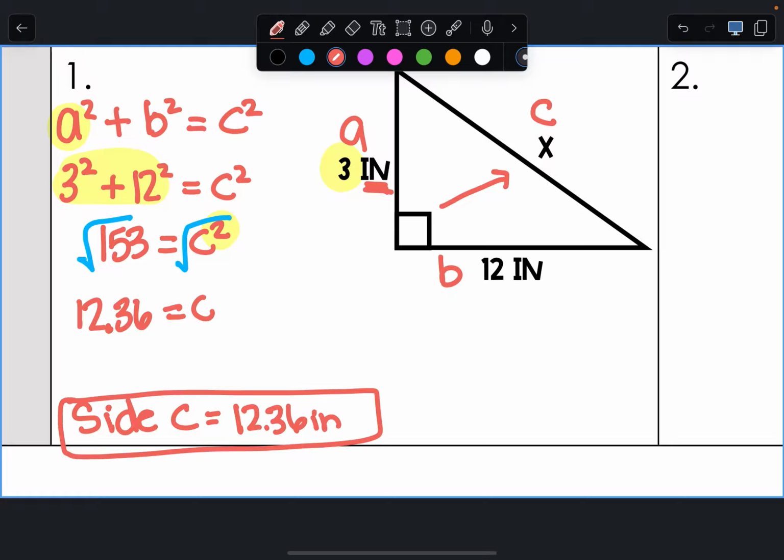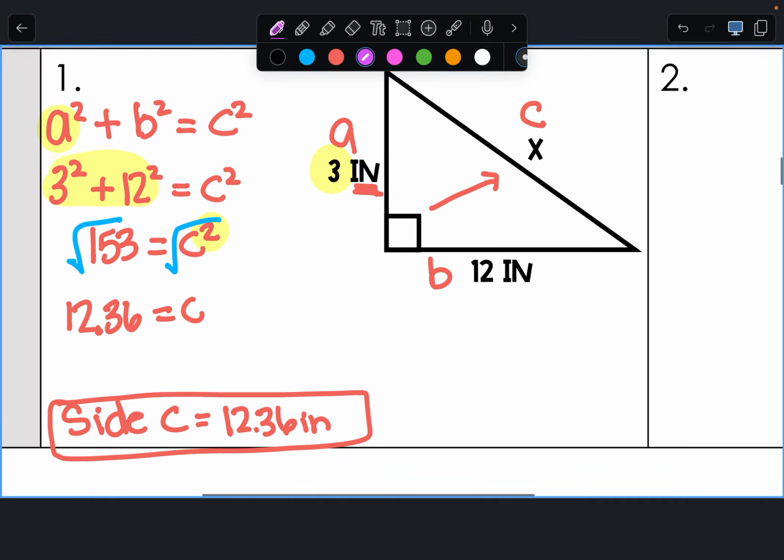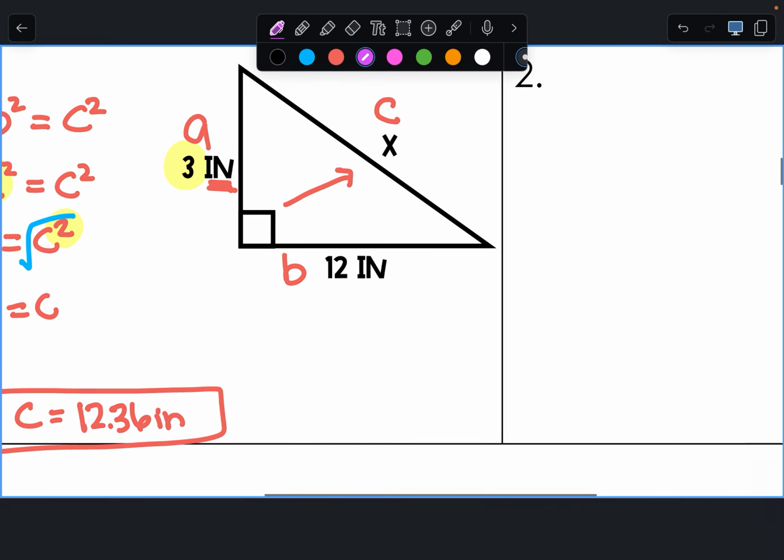Questions? I'm not going to keep going back and forth to my calculator. I just wanted to make sure that you guys know how to type that in because I don't think I made sure of that yesterday. All right, number 2.